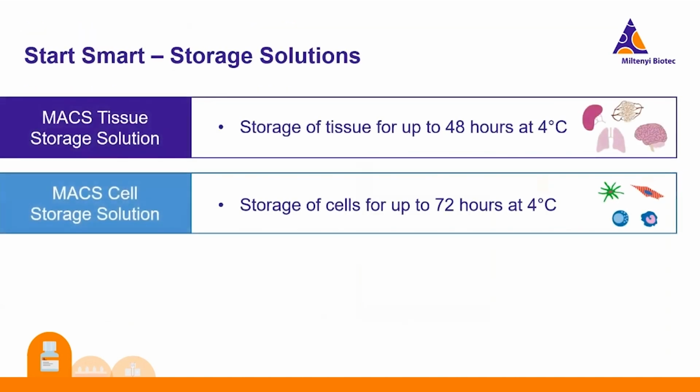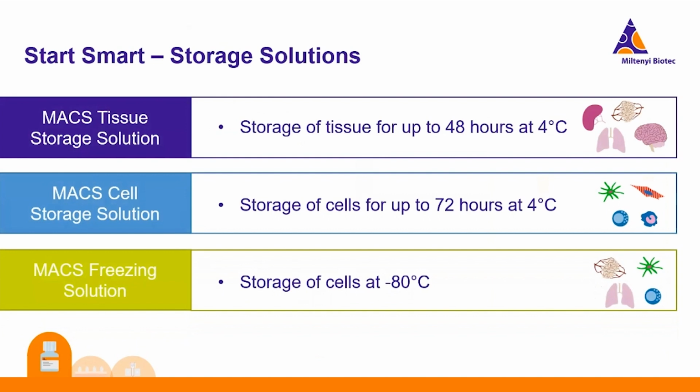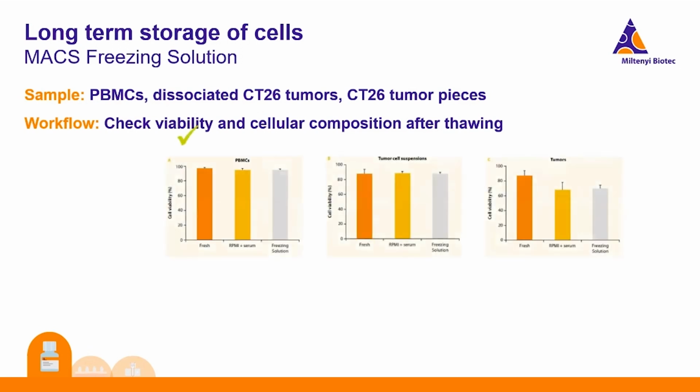All right, so now we have talked about the short-term storage. What about the long-term storage? For this, we have a solution as well. It is called the MACS freezing solution. And with this, internal results, we have done some experiments on PBMCs, dissociated tumors and tumor pieces. And here we see as well great viability with PBMCs, tumor cell suspensions after thawing.